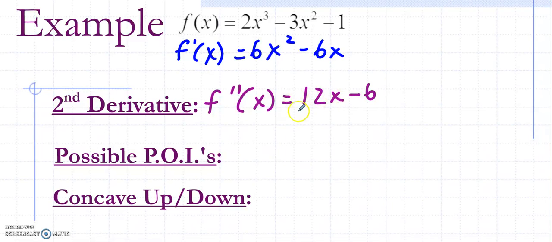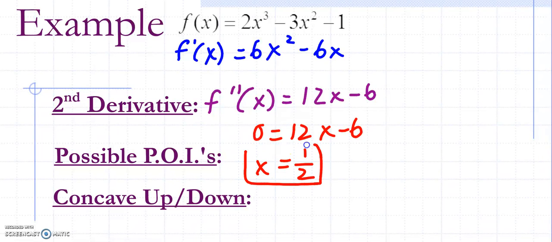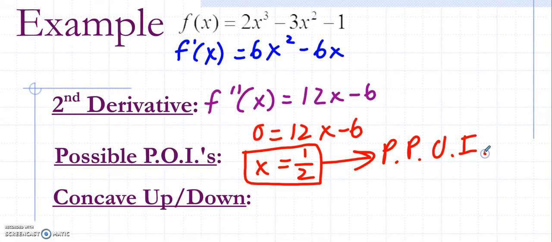So I would set the numerator and denominator equal to 0 and solve for x to find possible points of inflection. I'm not calling them critical values because that will get confusing, because we already used critical values from the first derivative. So I'm going to say 0 equals 12x minus 6. And then if I solve, I get x equals 1/2. So this is a possible point of inflection.